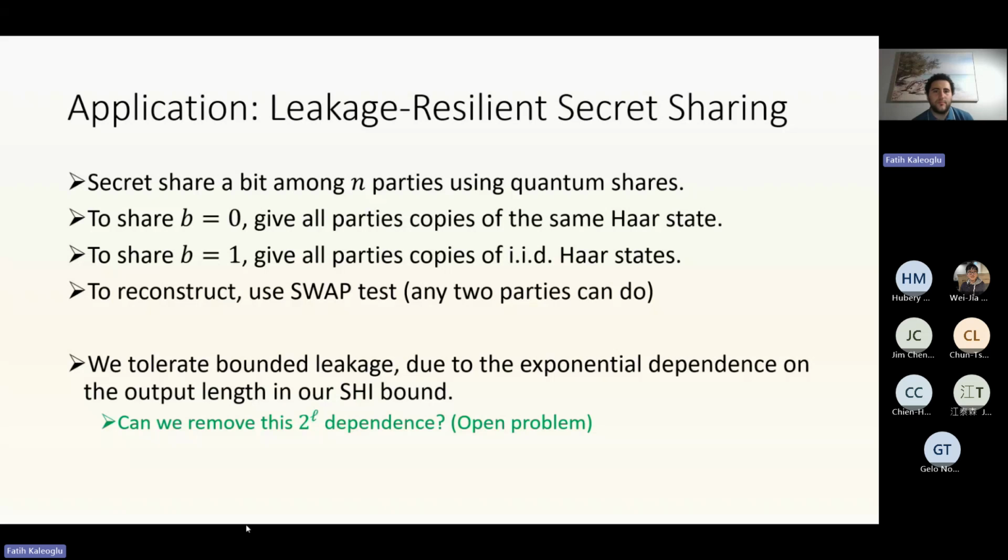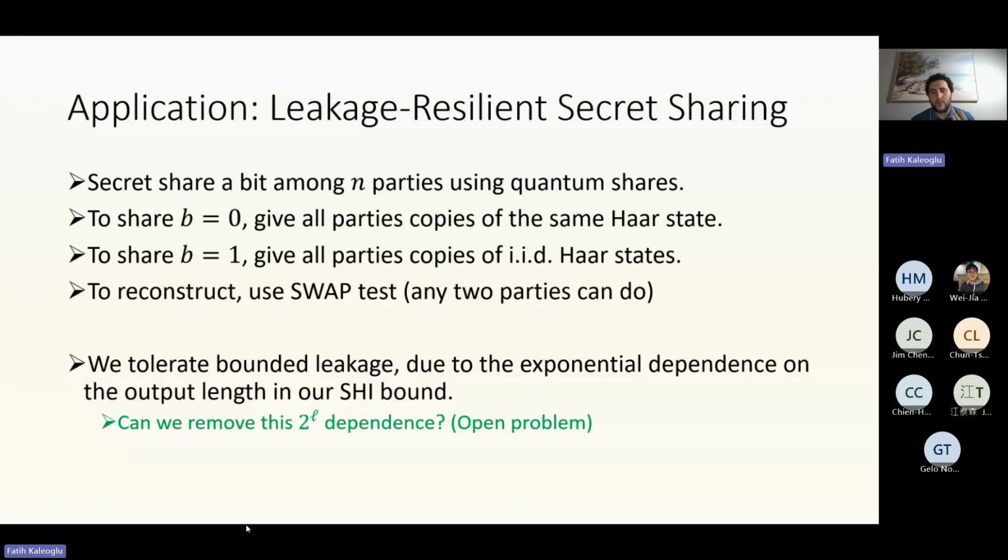And we want to give them maybe at least a linear number of copies, or a super-log number of copies. If B equals 1, we give them IID Haar states, T copies of IID Haar states. So there are going to be n different Haar states, and they get T copies each. And so now any one person cannot tell between B equals 0 and B equals 1 because the local quantum state is just T copies of a Haar state.